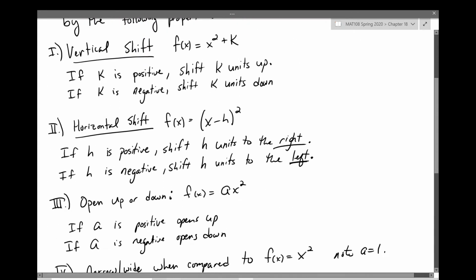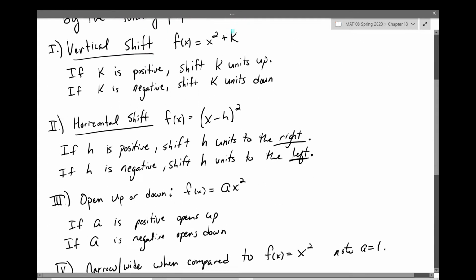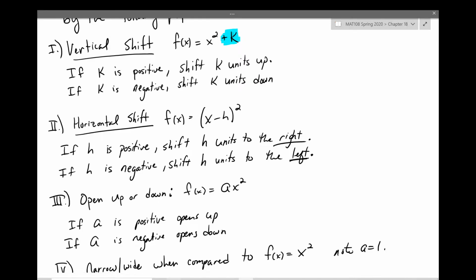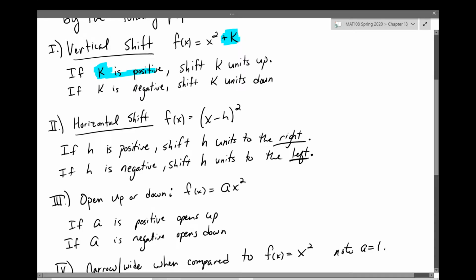So with the vertical shift, notice that the constant that we're going to be talking about is outside of the x squared function, okay? It's outside of it. So if k is positive, then we're going to shift k units up, all right? If k is negative, then we shift k units down, okay?